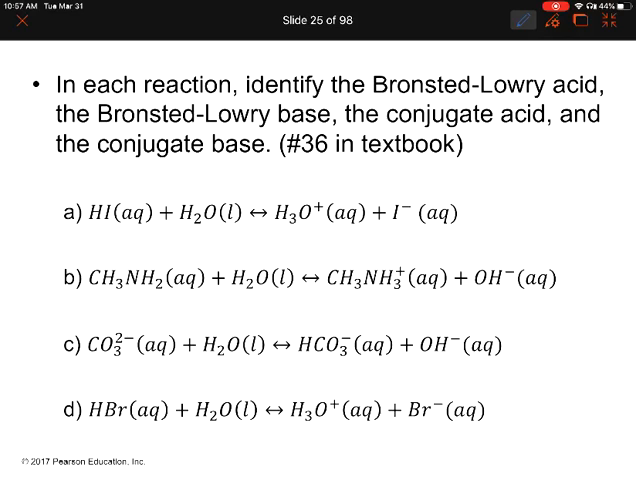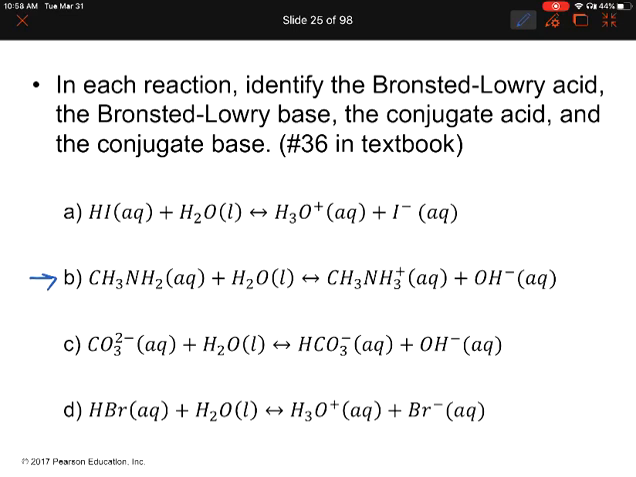So for B, let's identify the acid and the base. Okay, so we have CH3NH2 and water. This one might be kind of hard to tell which one is the acid and which one is the base. So maybe what we'll do in this case is start by pairing up the reactants with the products. And maybe then we'll be able to tell which is which.